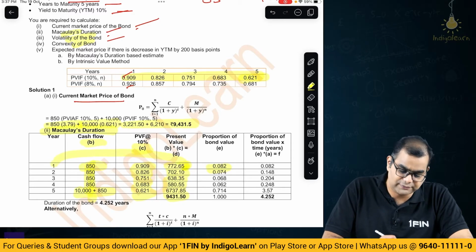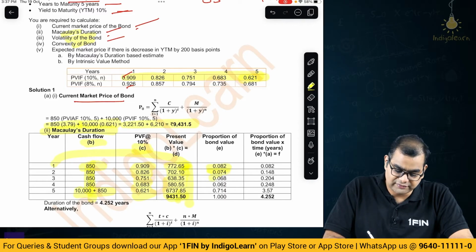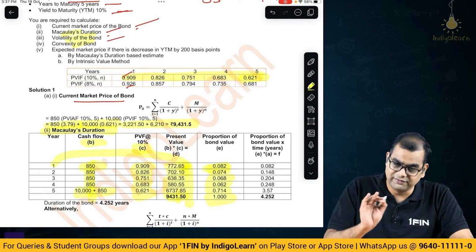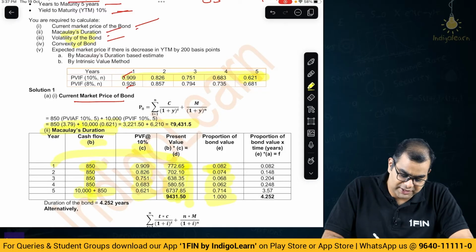772.65 into 1, or you can compute weights. This 772 by 9431.5, 702 by 9431, 6737 by 9431, like that. Here we have done it as weights. Even if you don't do that way, it is simply multiplication of 771 into 1, 702 into 2, 638 into 3, 580 into 4, 6737 into 5.